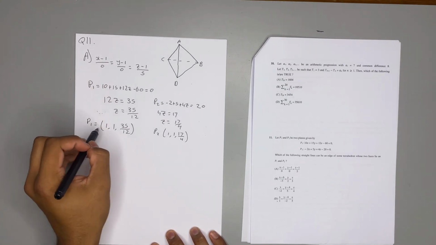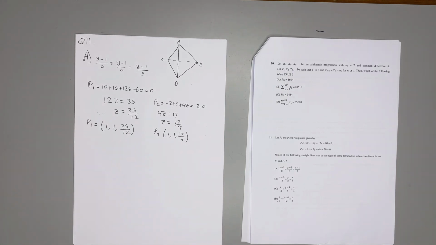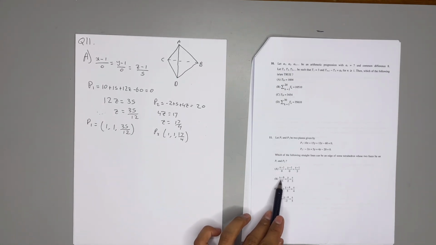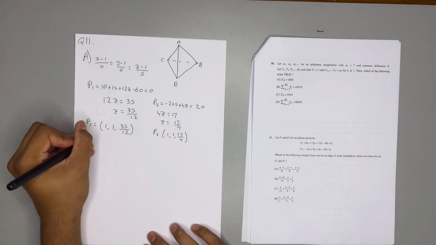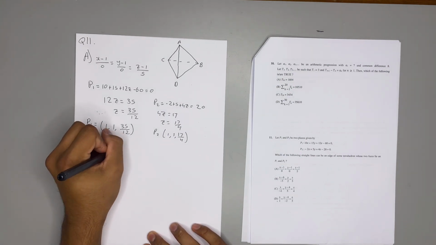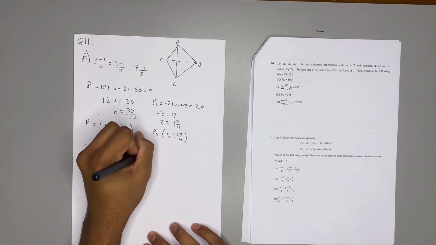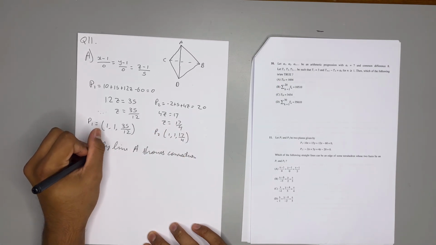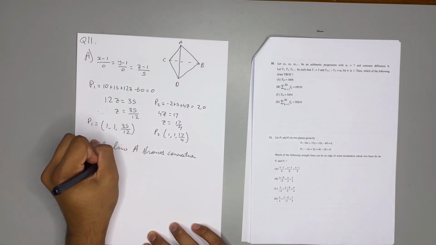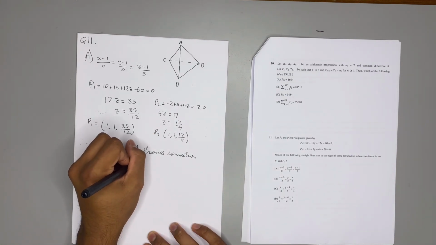Line A intersects, at this point, with P1 and P2. Coming to B, we see there's no form of parallel connection with either of the lines. Same with C and same with D. So only line A shows connection with the two given planes.